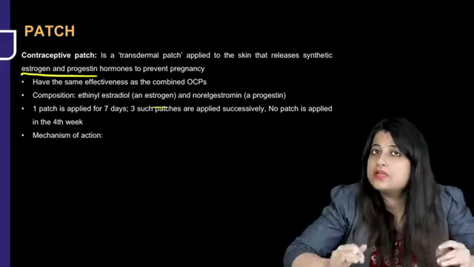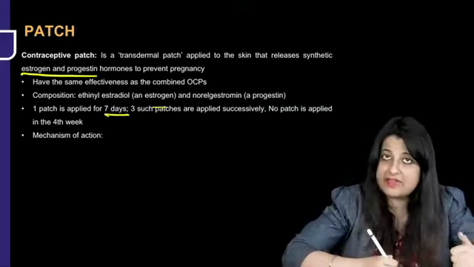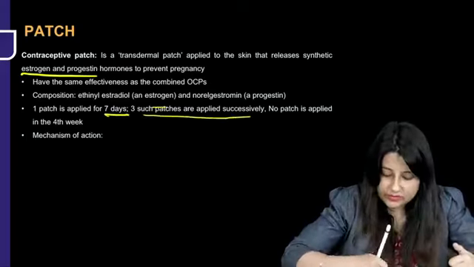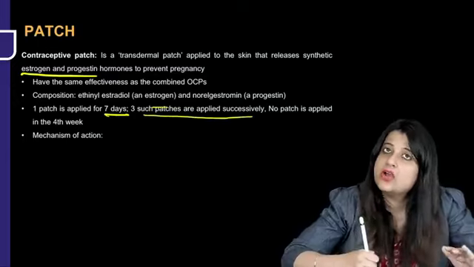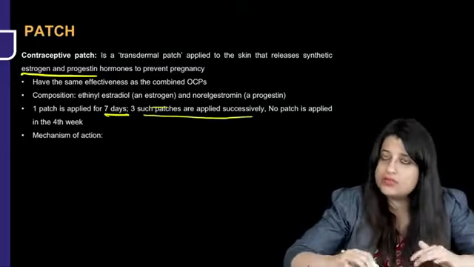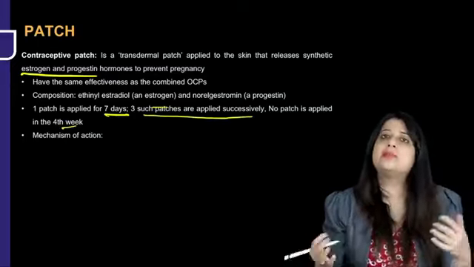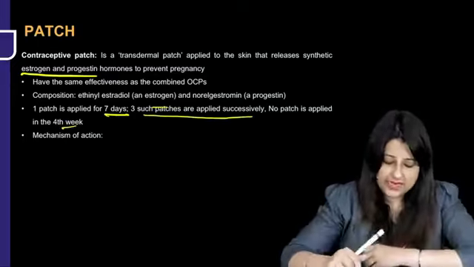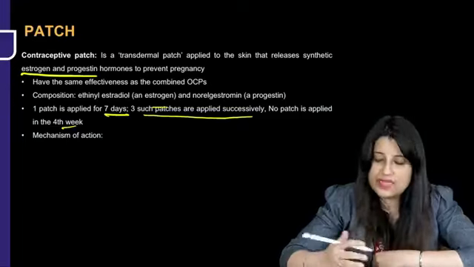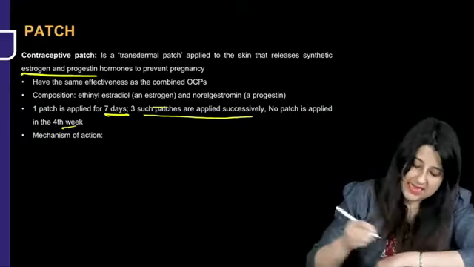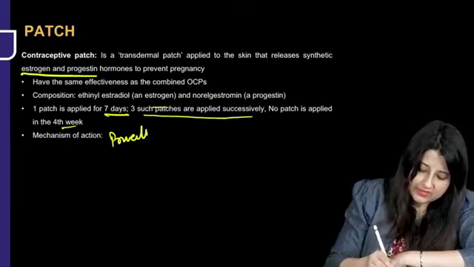Now you should remember that one patch is applied for 7 days and then 3 such patches are applied successively. In the 4th week, no patch is needed, because during this time the woman gets her period. So one patch is applied for 7 days and then 3 such patches are applied successively. Mechanism of action, again, it prevents ovulation.